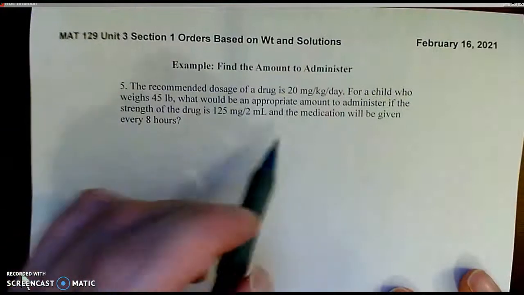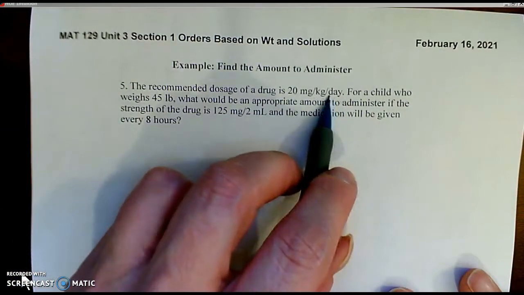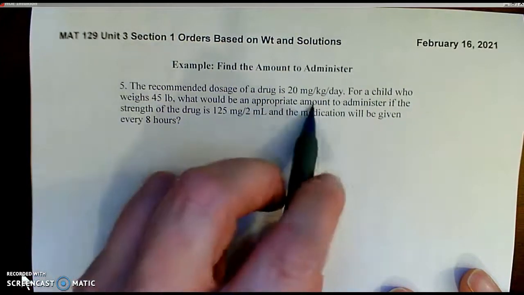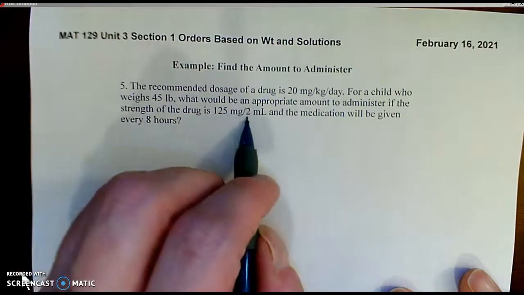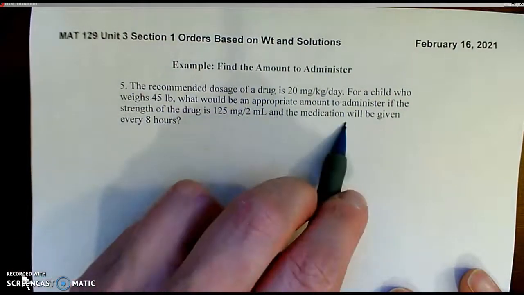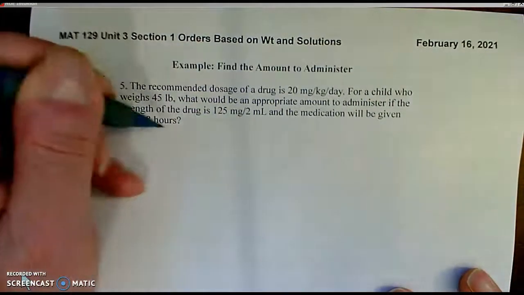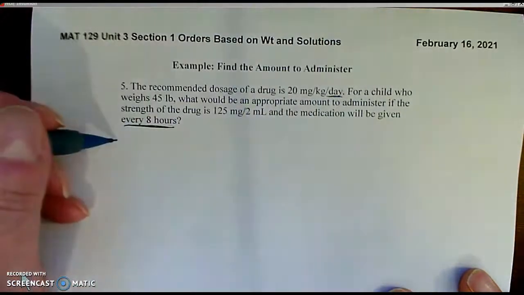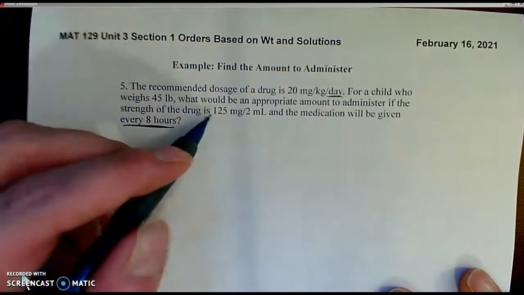My last example is the recommended dosage for a drug is 20 milligrams per kilogram per day. For a child who weighs 45 pounds, what would be the appropriate amount to administer if the strength of the drug is 125 milligrams per 2 milliliters, and the medication will be given every 8 hours. So there's a lot of information here, and the every 8 hours is different from the milligrams per kilogram per day. So we need to go a little bit deeper here. So let's go ahead and figure this out.